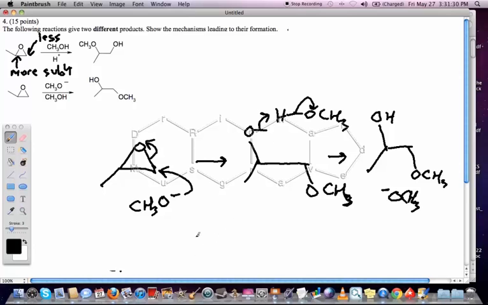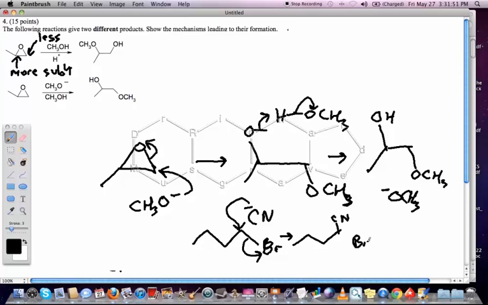Just to remind you what an Sn2 reaction looks like, here's a typical Sn2 process. Cn- comes in, attacks the C, and kicks out the Br all at the same time. And that's an Sn2 process.